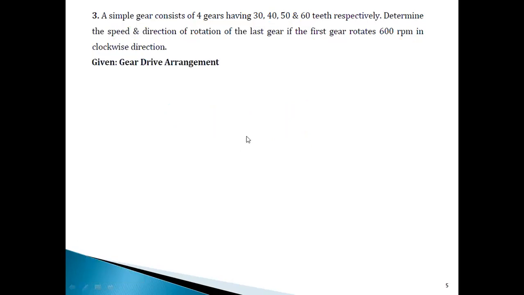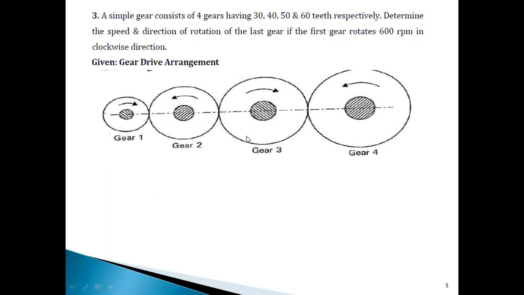So given the gear drive arrangement he has given, this is the sketch I was mentioning to you. Gear 1 number of teeth 30, gear 2 number of teeth 40, gear 3 number of teeth is 50, gear 4 number of teeth is 60. Gear 1 is our driver gear, rotating in the clockwise direction. Gear 2 anti-clockwise, gear 3 clockwise, and gear 4 anti-clockwise.